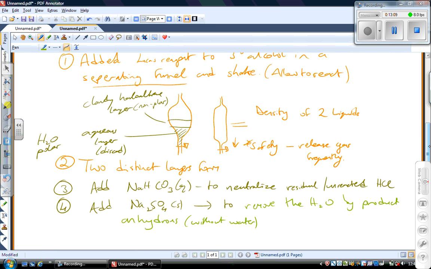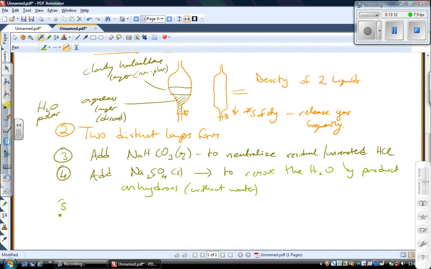And then the very final step is to perform distillation. So distill the remaining liquid, which is the cloudy liquid that's left in your separating funnel. So the cloudy stuff essentially. You want to distill that, and this is to separate the haloalkane product that you're interested in from any unreacted alcohol.